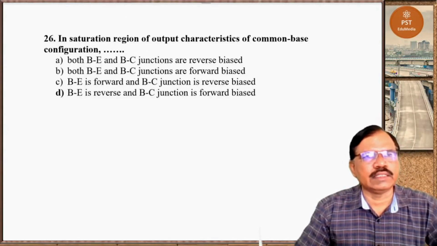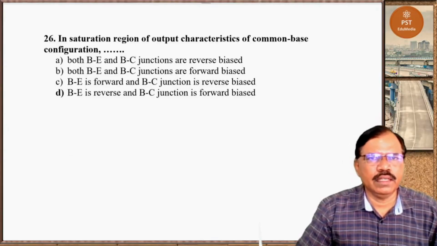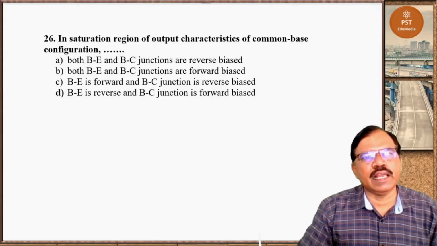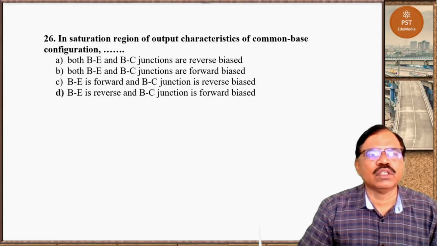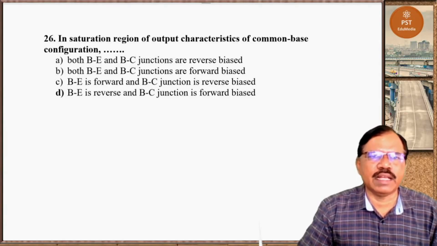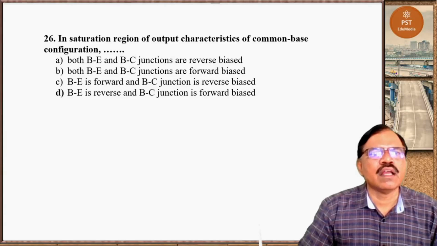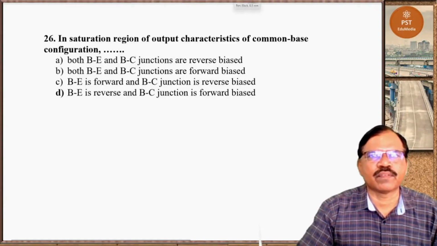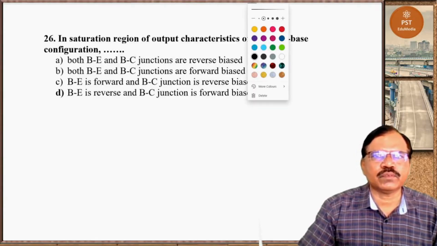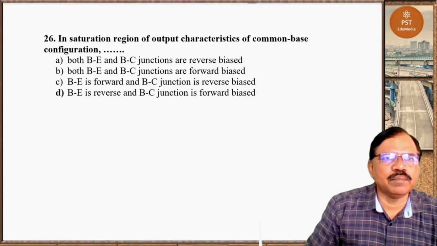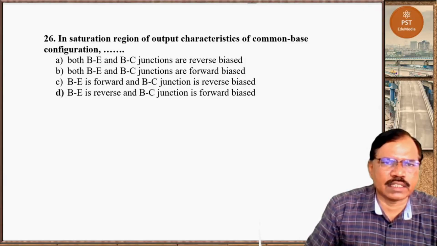Now let us consider the next question. In the saturation region of output characteristics of common base configuration, both BE and BC junctions are reverse biased. Both BE and BC junctions are forward biased. BE is forward biased and BC junction is reverse biased. BE is reverse biased and BC junction is forward biased. Now here, first we will see the common base output characteristic circuit.